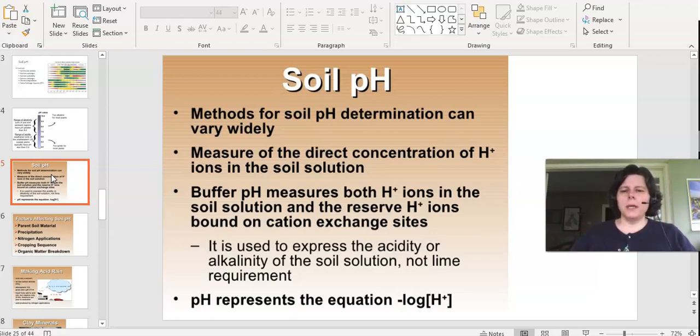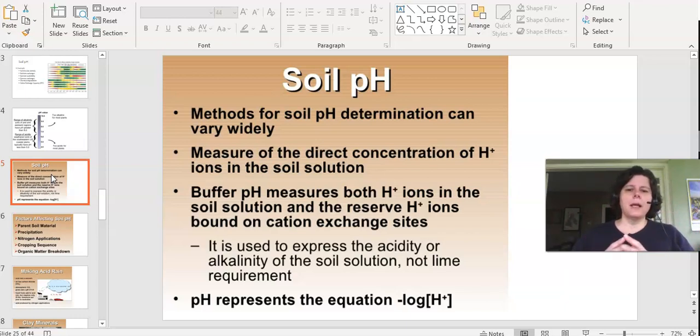And then the buffer pH measures both the H+ ions in the soil solution and what's used for the cation exchange capacity. We'll talk more about cation exchange capacity later. And this really impacts farmers: do you need to add lime? Lime is on the more basic side of things. Now, it's not limestone. I should clarify that. It's not limestone, but think of it as a more basic type of thing.